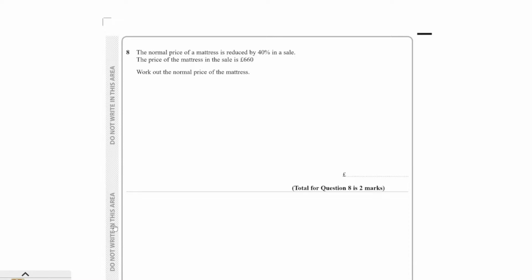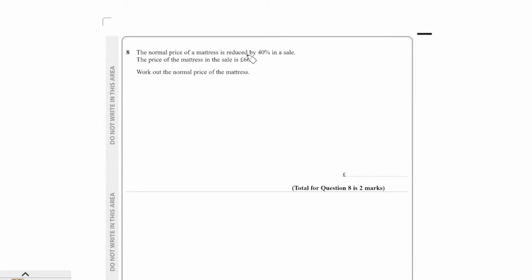Question 8. The normal price of a mattress is reduced by 40% in the sale. The price of the mattress in the sale is £660. Work out the normal price of the mattress. Now I feel like we had one of these last week as well. I don't know if it was calculator or non-calculator, but we had something very similar. This is reverse percentages because we need to go backwards in time from the sale that's now to what was the original price.